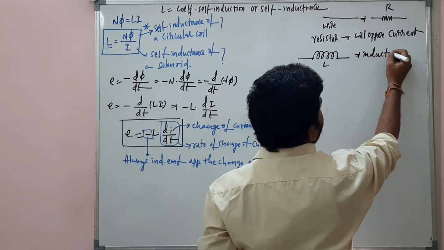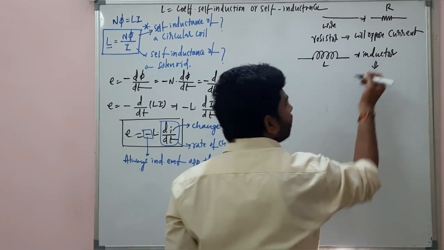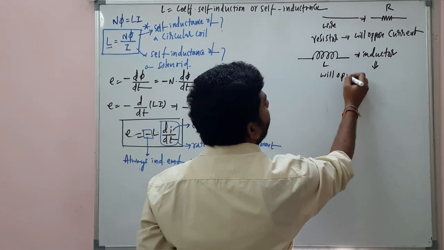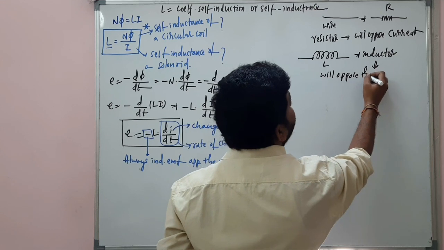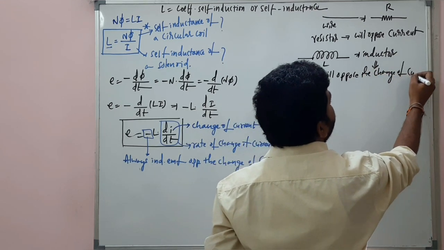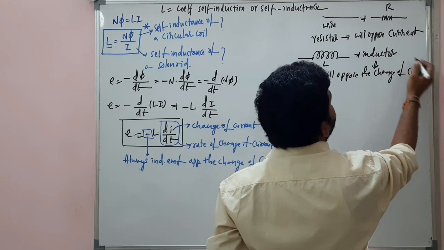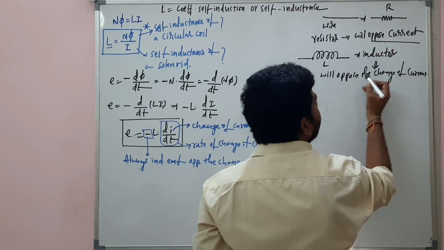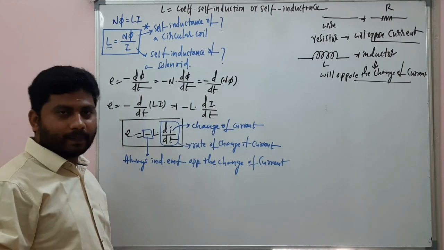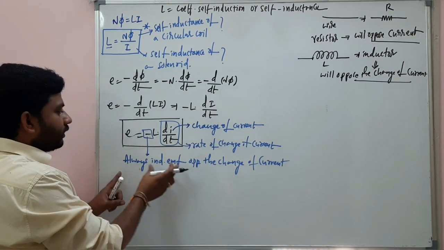Understand? Inductor. So what will this inductor do? This inductor will oppose the change of current. So a resistor will oppose just the current, while an inductor will oppose the change of current. This is the difference you should understand. Okay, now look here.